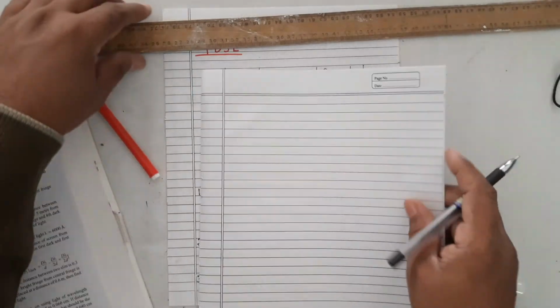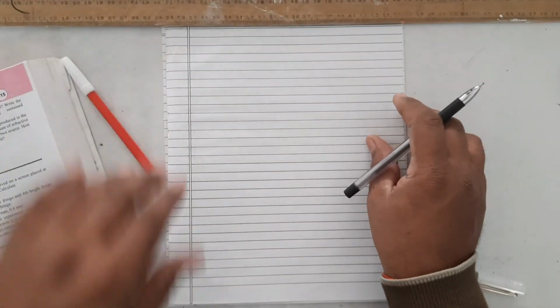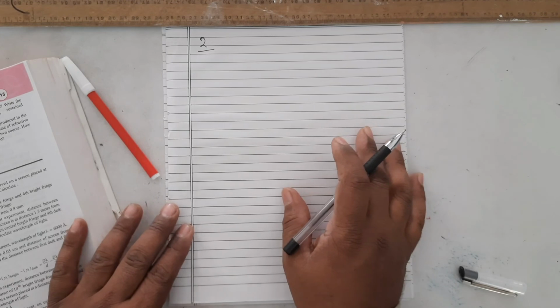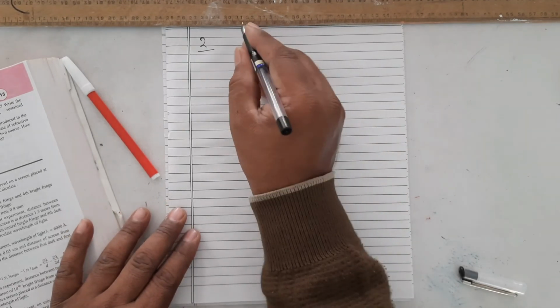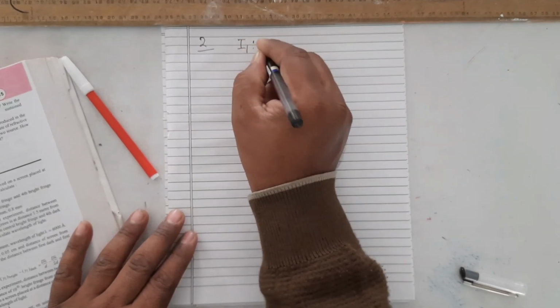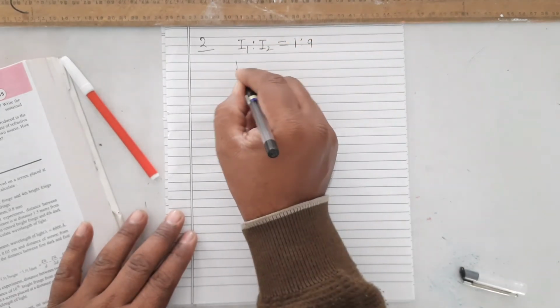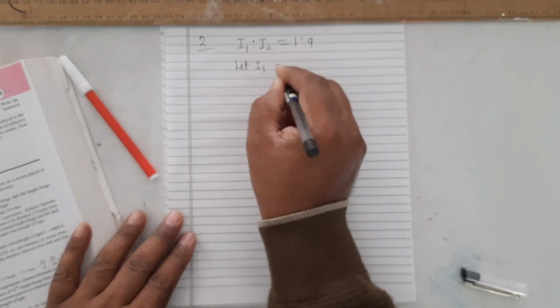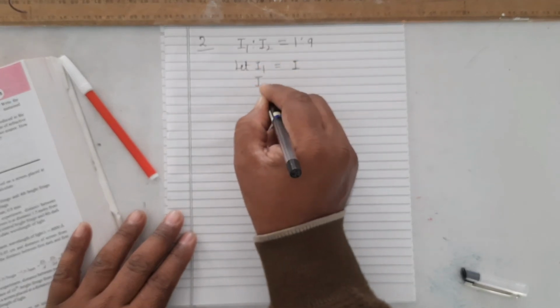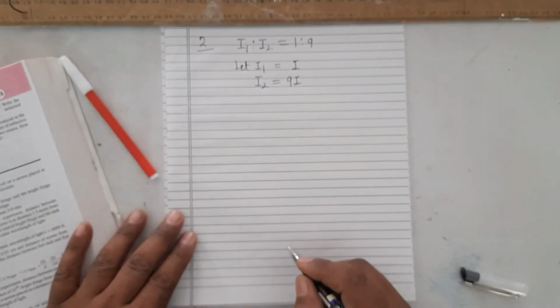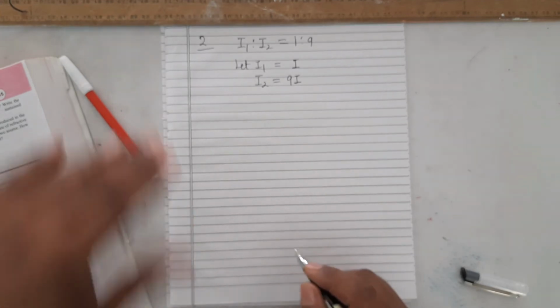Then here there is one more question, question number 2. Two waves of same frequency having ratio of intensities I1 ratio I2 is given 1:9. So you let I1 equals I. So what will be I2? It will be equal to 9 into I. They are superimposed on each other. Find the ratio of maximum and minimum intensity.